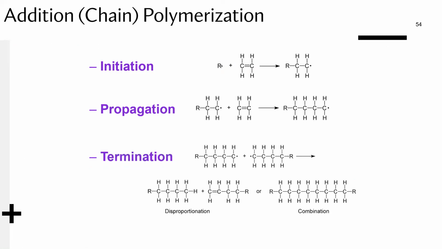The third step has to be termination. Now, how does termination work? Instead of this free electron radical species, which has been produced from the reaction of a radical with this monomer, reacting with another unsaturated monomer, you have two of these radicals reacting with each other. And then when they react with each other, you've got a terminated species here. So they combine.